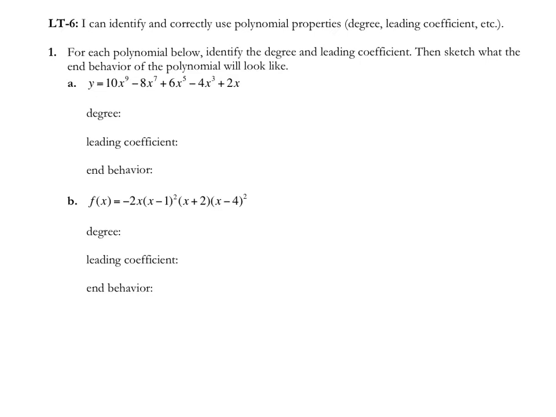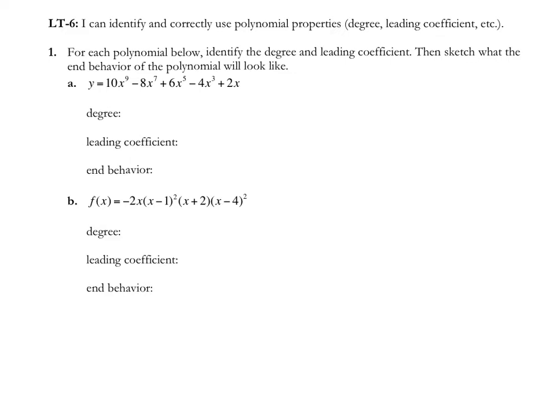So for problem number 1, it says for each polynomial below, identify the degree and the leading coefficient, then sketch what the end behavior of the polynomial will look like. So remember, degree means if your polynomial were all multiplied out, all the like terms combined, everything put into standard form with the terms going from highest exponent down to least, what would be the highest exponent on an x value in your polynomial? The leading coefficient is the coefficient on that highest degree term.